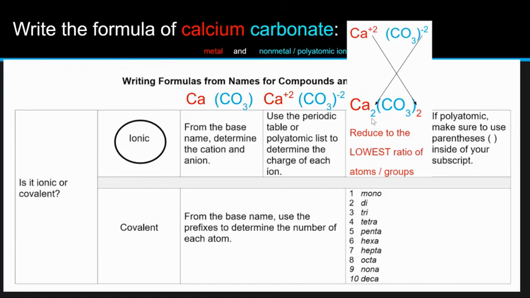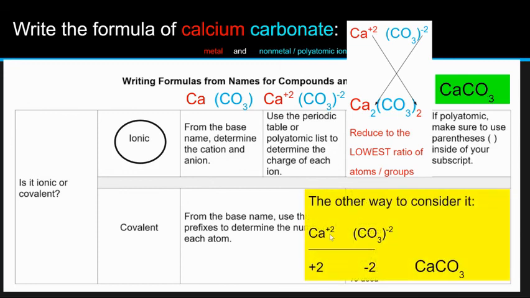So we don't really need 2 calcium atoms for every 2 carbonate groups. A 2-to-2 ratio can be reduced to a 1-to-1 ratio. For every 1 calcium atom, we need 1 carbonate group, CO3. Another way to look at this is to balance charges, and when we see a +2 and a -2, we should recognize they're already balanced, and we're going to come together in a 1-to-1 ratio, CaCO3.